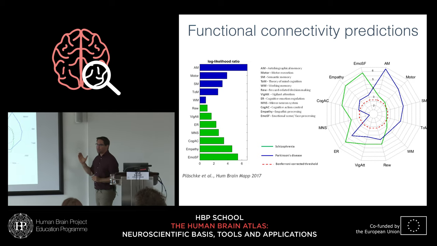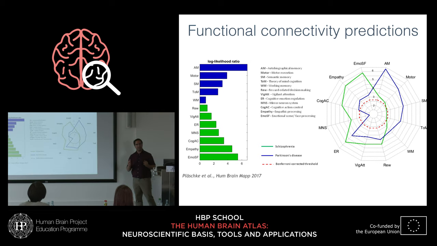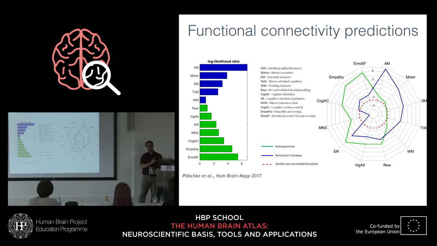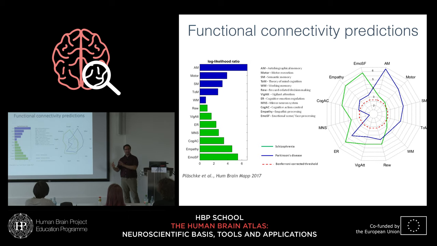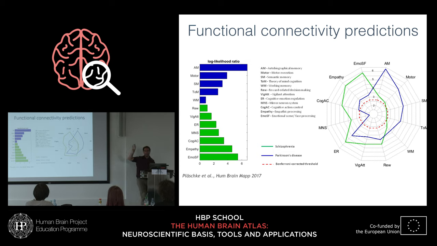So what you see is actually a very nice proof of concept that this idea of defining brain networks by task and then doing individual analysis of the resting state actually works quite nicely. So you see, for example, for Parkinson's disease, memory and motor networks are very well distinctive. Looking at the motor network, you can identify a Parkinson's patient from a healthy control quite well. But it's much worse in differentiating a schizophrenia patient from healthy controls. On the other hand, if you look at emotional processing or empathy, they're very good in differentiating schizophrenia from controls, but quite bad in differentiating Parkinson's patients from controls.